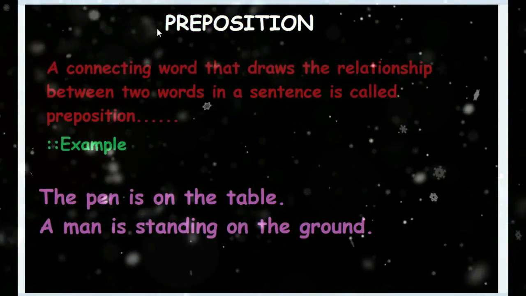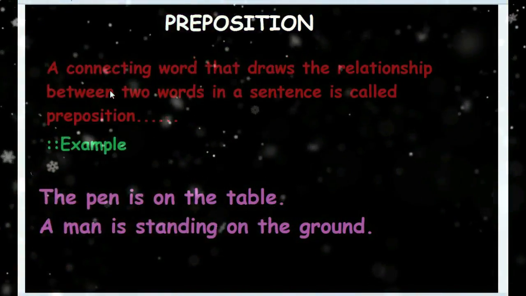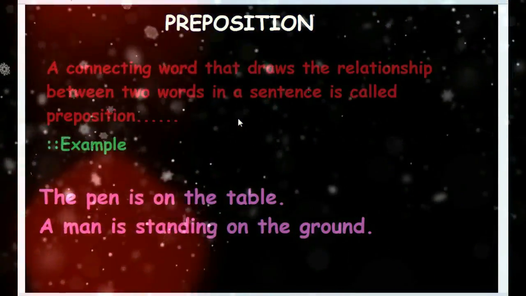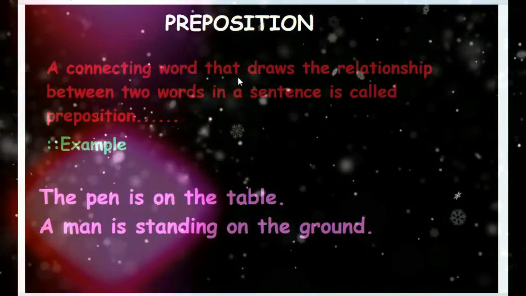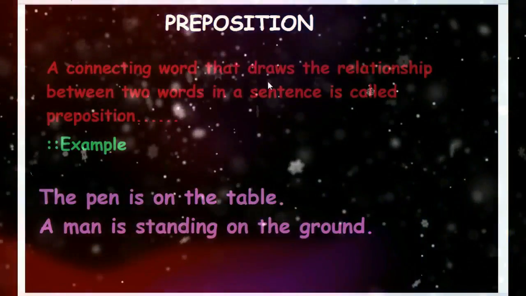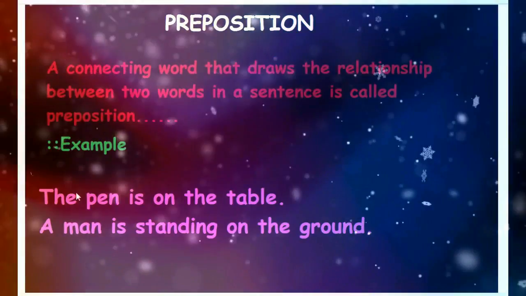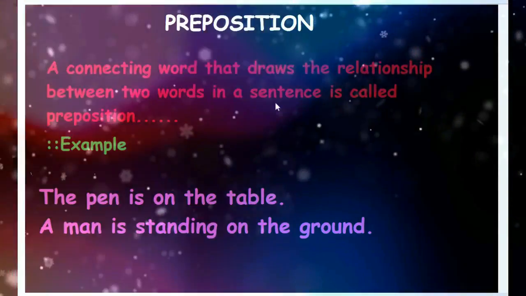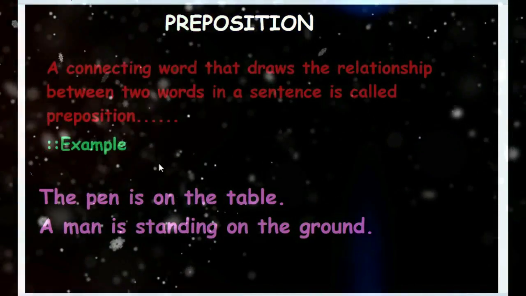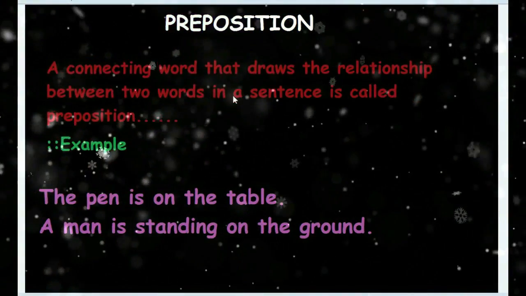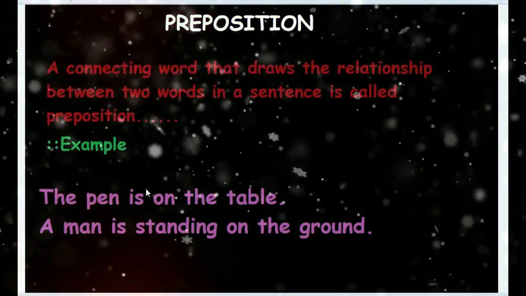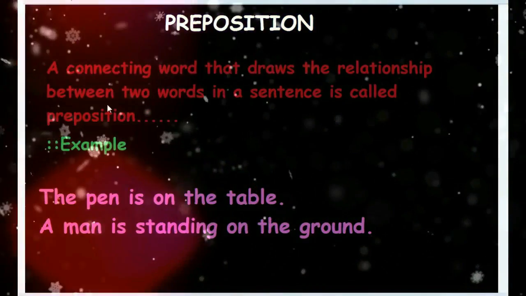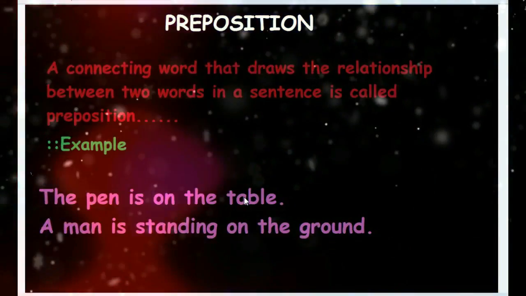Preposition. A connecting word that draws the relationship between two words in a sentence is called a preposition. For example, the pen is on the table. Here the pen and the table are two words in a sentence, and on is the connecting word in the sentence. So we can say on is a preposition which draws the relationship between the pen and the table.